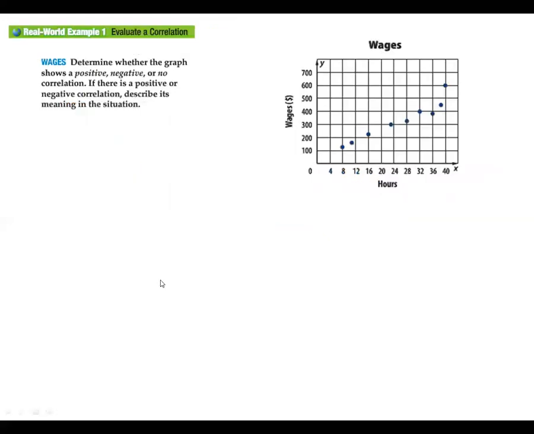Okay, so here's our first example on how to evaluate a correlation. Determine whether the graph shows a positive, negative, or no correlation. If there is a positive or negative correlation, describe its meaning in the situation. So look here, you have bivariate data because there's two variables, X, which would be the hours, and Y, which would be the wages. Now, if you look at the points and you move left to right on the graph, the points generally go which way? Up. Now, they don't form a perfect line, and they don't have to. We're just looking in general, which direction do the points go? They generally go up, so we would call that a positive correlation.